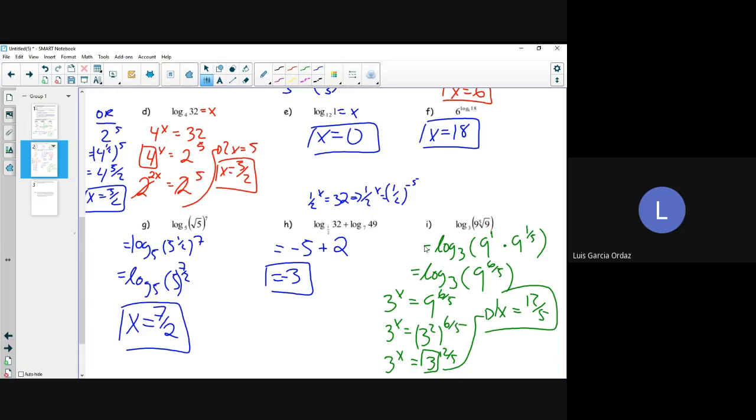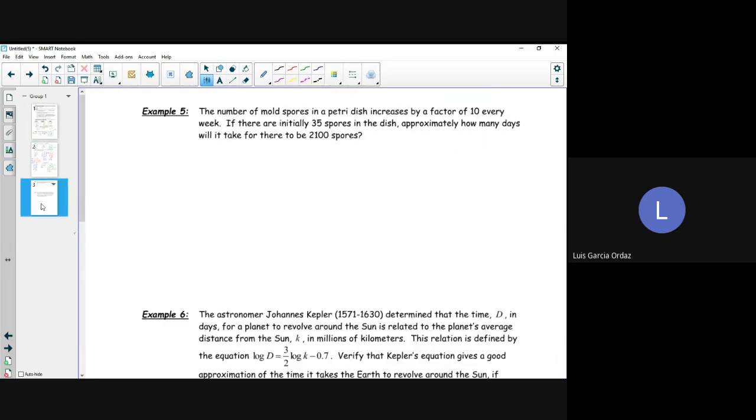Okay, we're all good. And then we're going to get into some word problems, and that's going to be it for lesson 7.3. So the number of mold spores in a petri dish increases by a factor of 10 every week. If there are initially 35 spores in the dish, in approximately how many days will it take for there to be 2,100 spores?